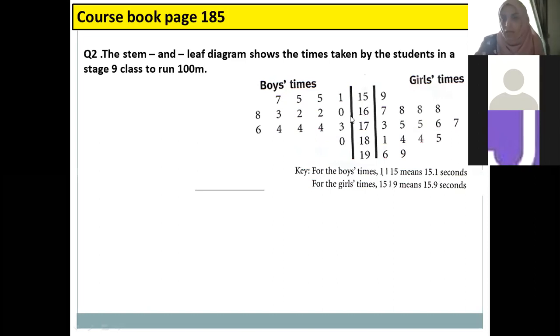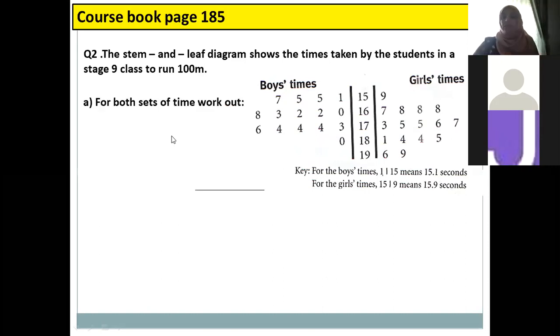The stem is replaced by a decimal point. Seconds, and for the girls, we have 15 and then dash and then 9, and that means 15.9 seconds. Clear? So the key helps you read the whole thing.